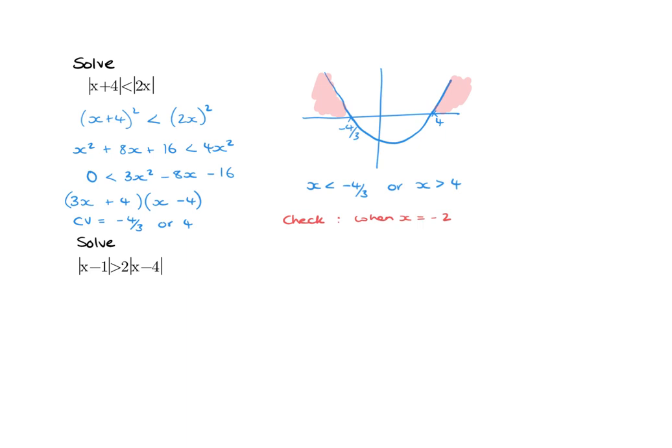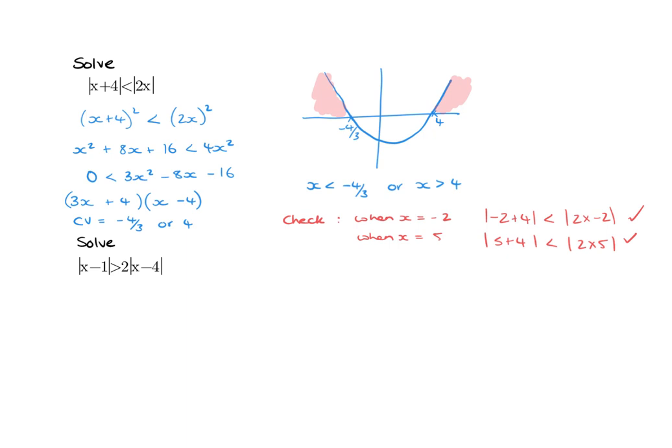We can now check our solution. So I'm going to choose an x value that satisfies both of the inequalities we've written and substitute it back into the original problem. So if I choose minus 2, I get minus 2 plus 4, which is less than 2 times minus 2, so we're happy. And then when x is equal to 5, we have 5 plus 4, which is less than 2 times 5. So that gives us 9 is less than 10, which is correct. So we're happy that those inequalities are correct.